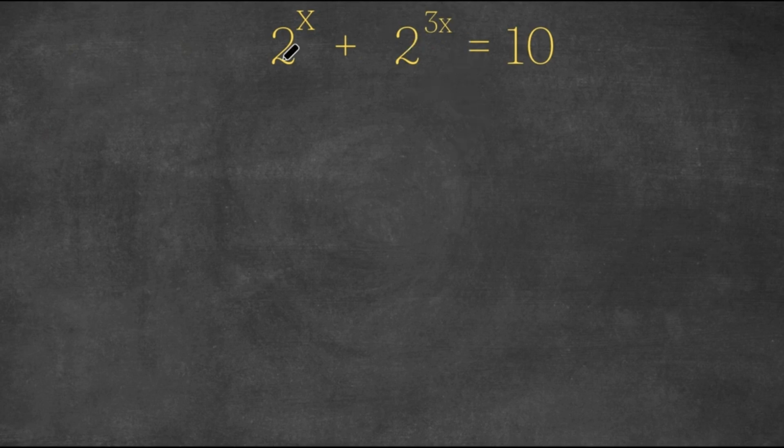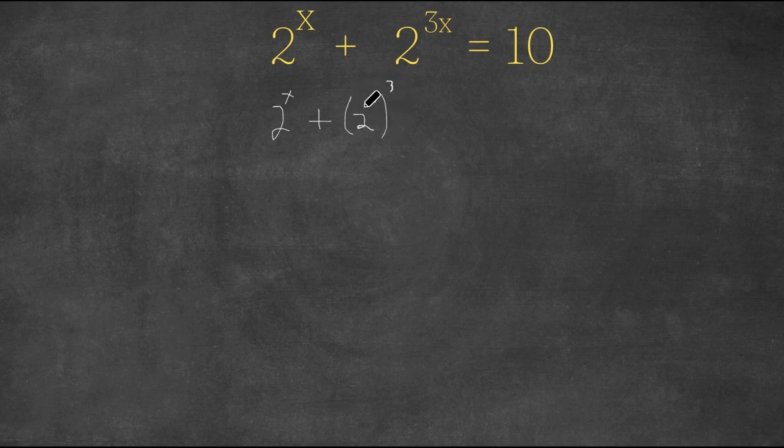So we have 2 to the power of x plus 2 to the power of 3x equals 10. And what we're going to do first is rewrite this equation. We're going to write this as 2 to the power of x plus 2 to the power of x, to the power of 3.